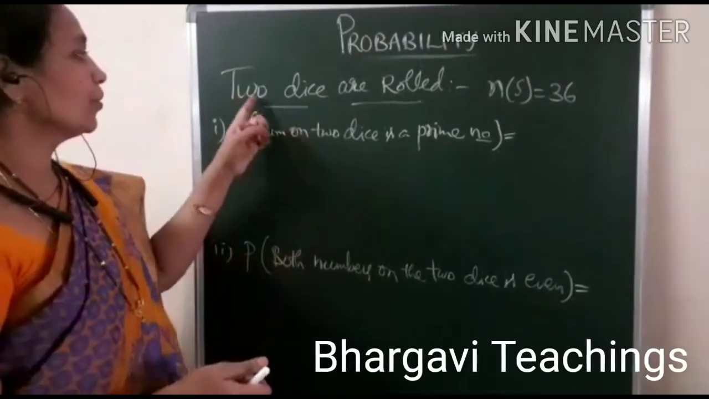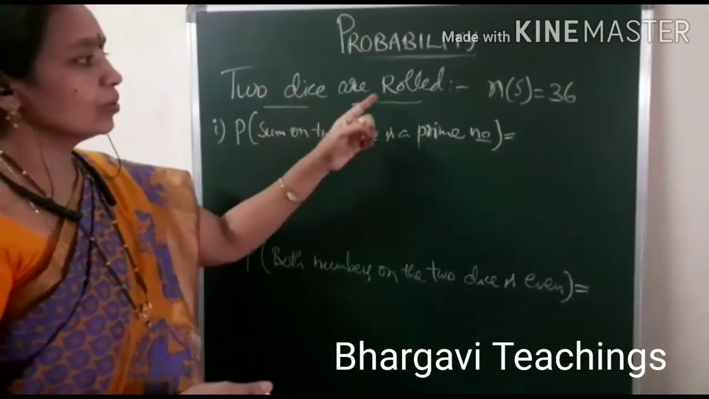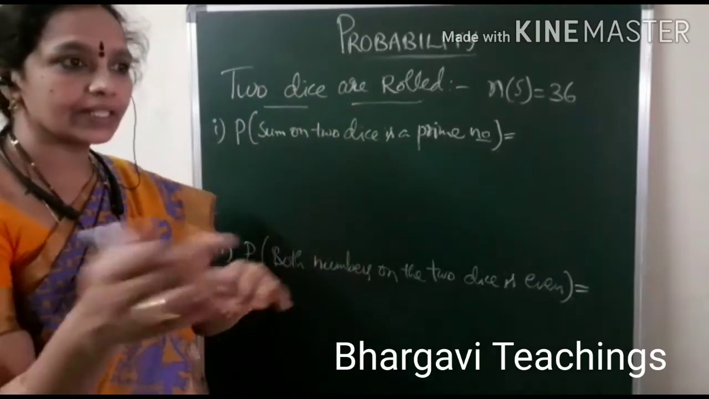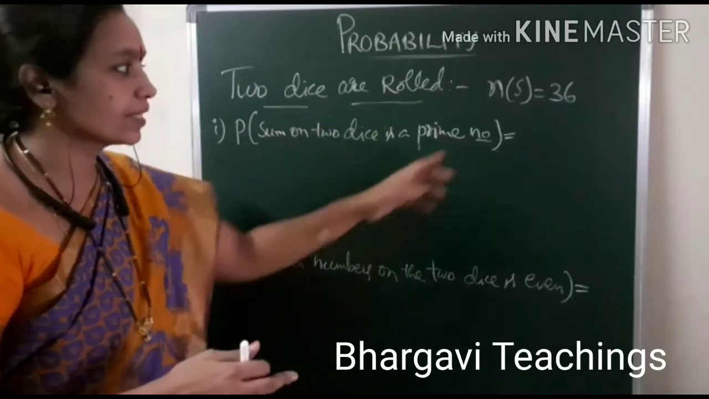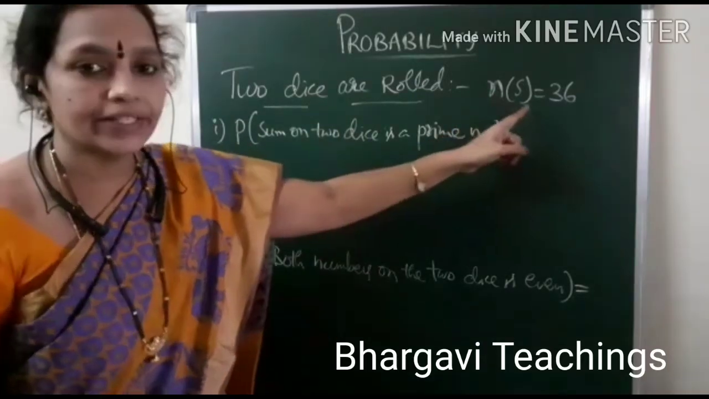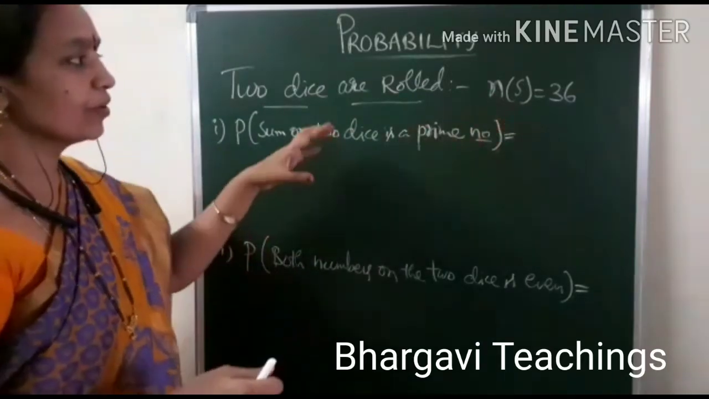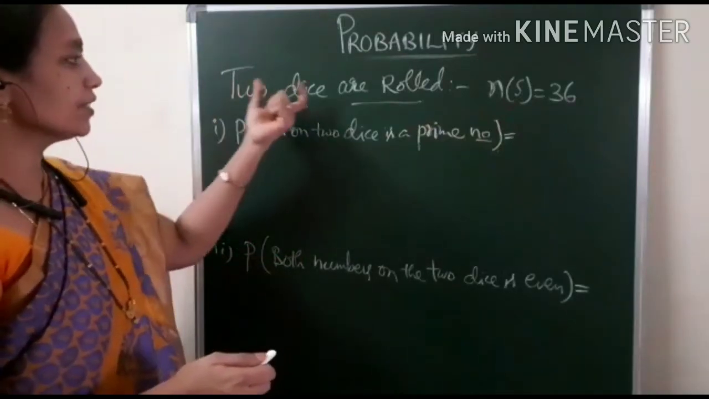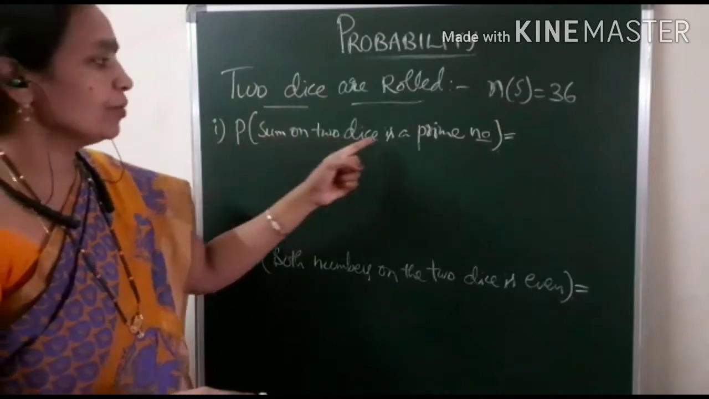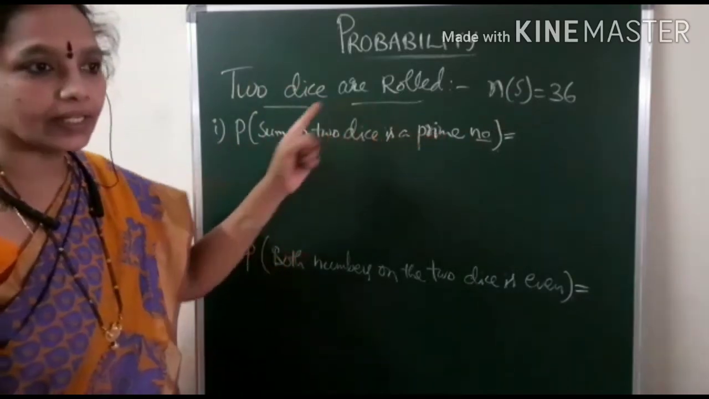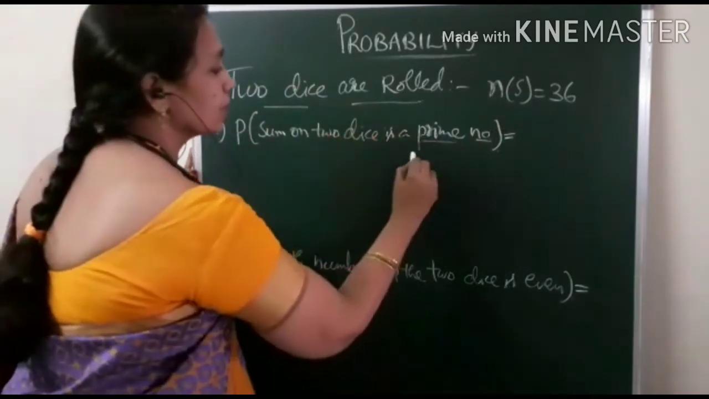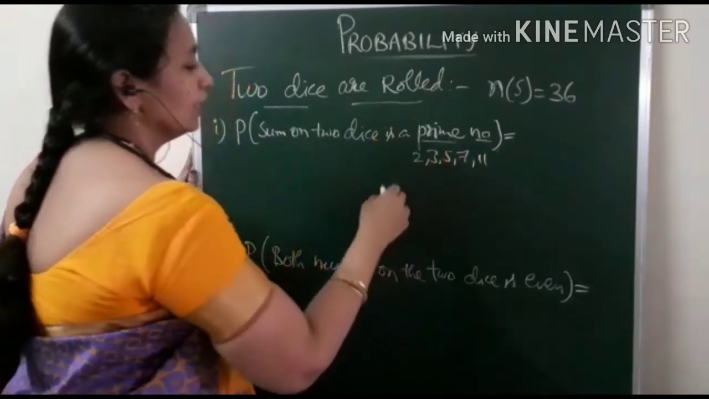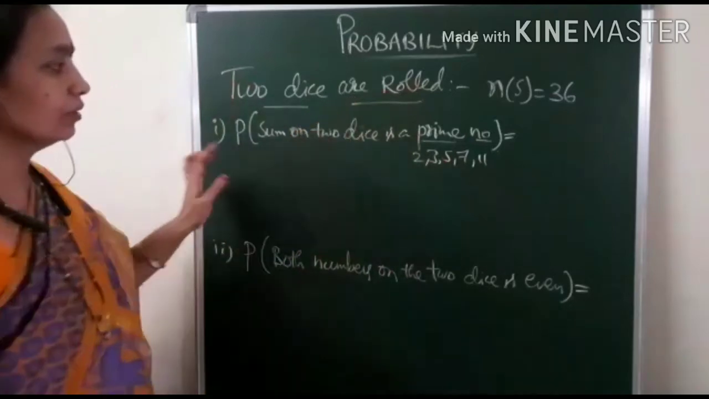Next, if 2 dice are rolled, you will get a table that is 1,1, 1,2, 1,3, 1,4, 1,5, 1,6 like that up to all 36 outcomes you will get. So n of S is equal to 36. That table I have drawn in the previous video. Okay. Next, if 2 dice are rolled, what is the probability of sum on 2 dice is a prime number? They'll ask like that. So first of all, what are the prime numbers? 2, 3, 5, 7, 11 you have to get, which are favorable to the question.